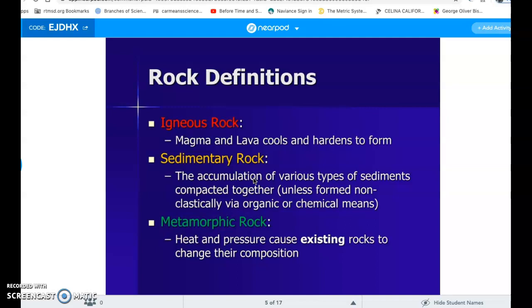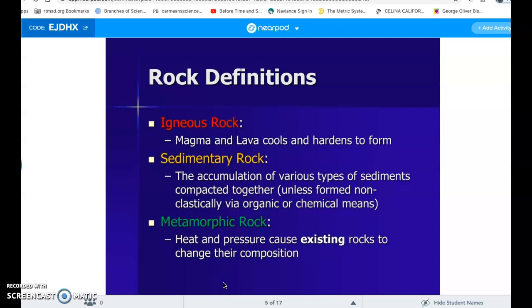The third type of rock is metamorphic rocks. Metamorphic rocks are rocks that are already formed inside the earth, and they are changed by high amounts of heat and pressure. So what happens is heat and pressure cause existing rocks to change their composition.